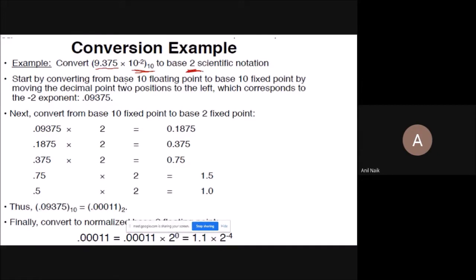Start by converting from the base 10 floating point to the base 2. For this, the given number is 9.375 into 10 raised to minus 2. So this number we have to convert. Here the decimal point is there. So 9.375.